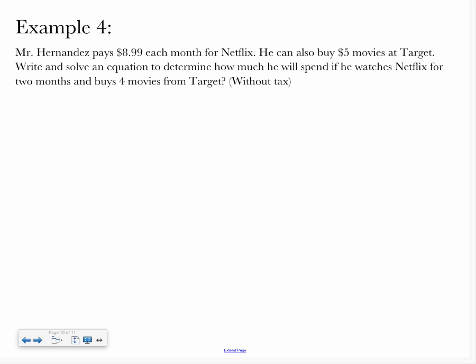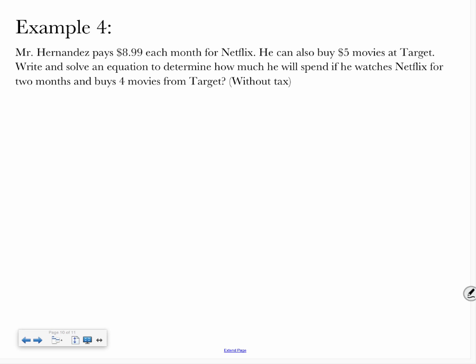All right, let's take a look at our last example together. Mr. Hernandez pays $8.99 each month for Netflix. He can also buy $5 movies at Target. Write and solve an equation to determine how much he will spend if he watches Netflix for 2 months and buys 4 movies from Target. We're going to ignore tax in this example.